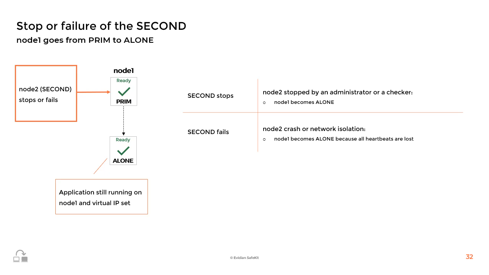When there is a stop or failure of the secondary node, the primary node transitions from the prim green state to the alone green state. The application and the virtual IP are not impacted by this transition. Only the replication to the secondary node is stopped.